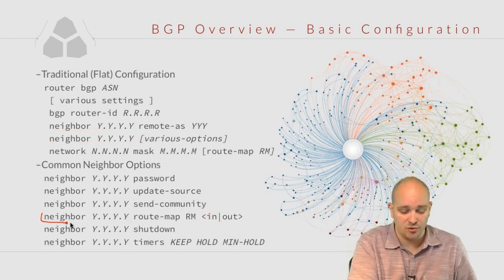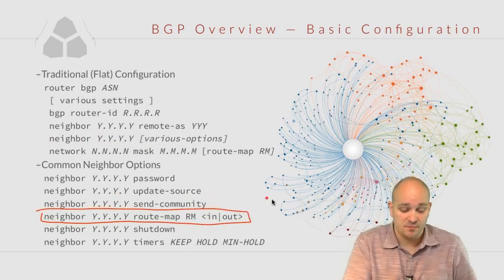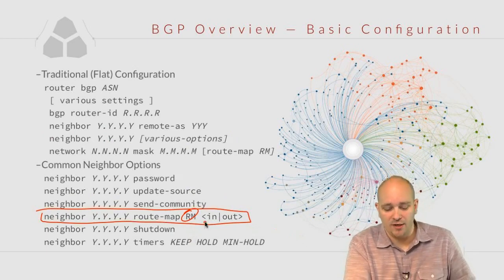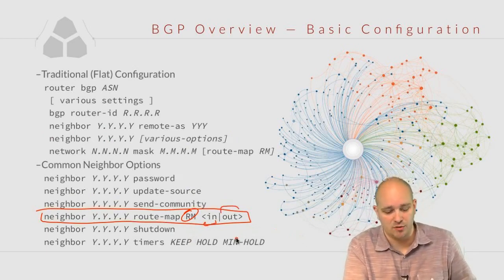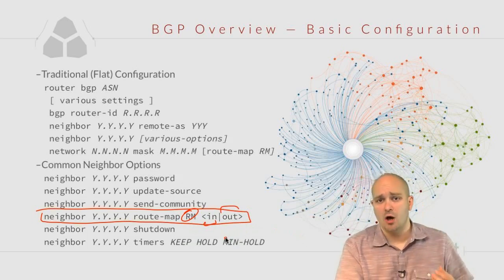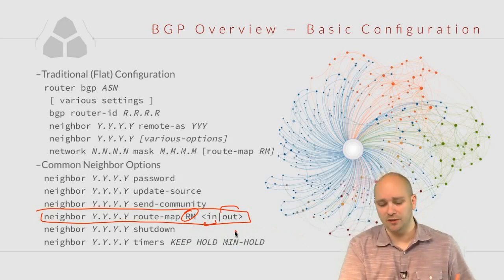We can specify various filters, and here I have shown you how to, for example, use the route map called RM, either in the inbound or the outbound direction for filtering. We can use distribute list, we can use filter list. There are any number of methods that we can use to filter the routes.